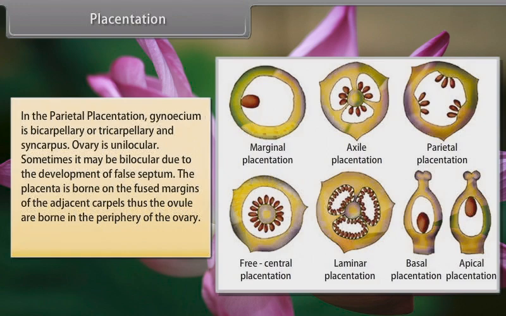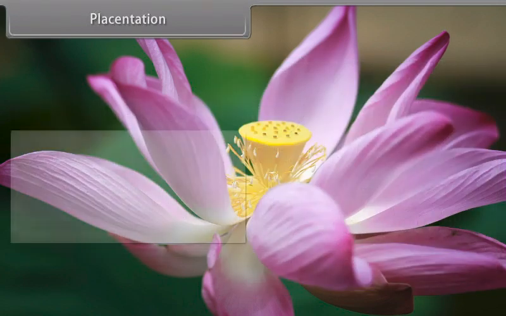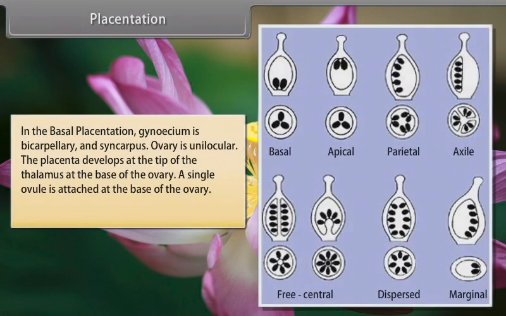In the parietal placentation, gynoecium is bicarpellary or tricarpellary and syncarpous. Ovary is unilocular. Sometimes it may be bilocular due to the development of a false septum. The placenta is borne on the fused margins of the adjacent carpels. Thus, the ovules are borne in the periphery of the ovary. Example: Cruciferae.